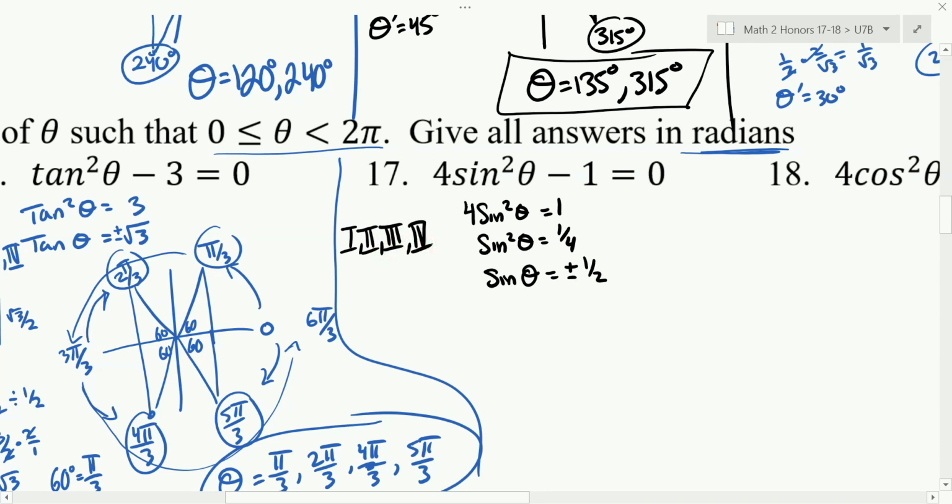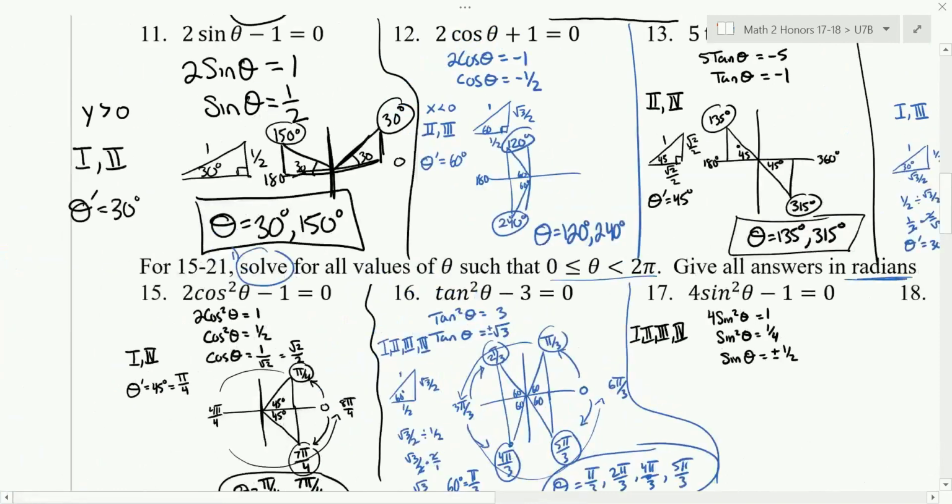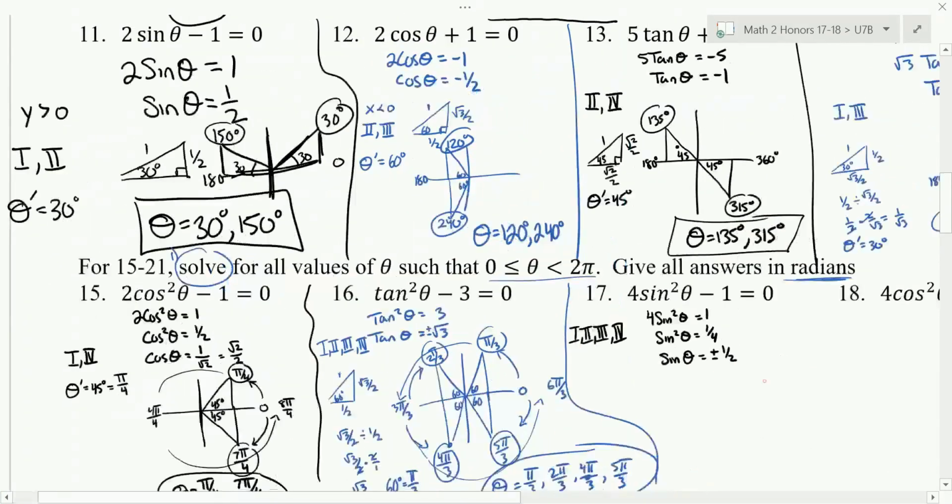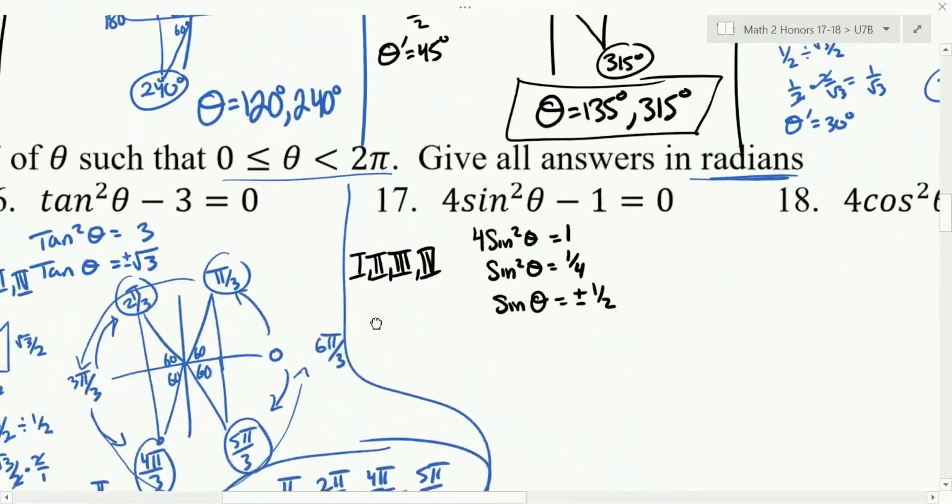We said already back at number 11 that sine of 30 degrees is 1/2. So that's our reference angle, 30 degrees. And we said a couple back that 30 is pi over 6. And so now put 30 degrees in each quadrant. And count by pi over 6.